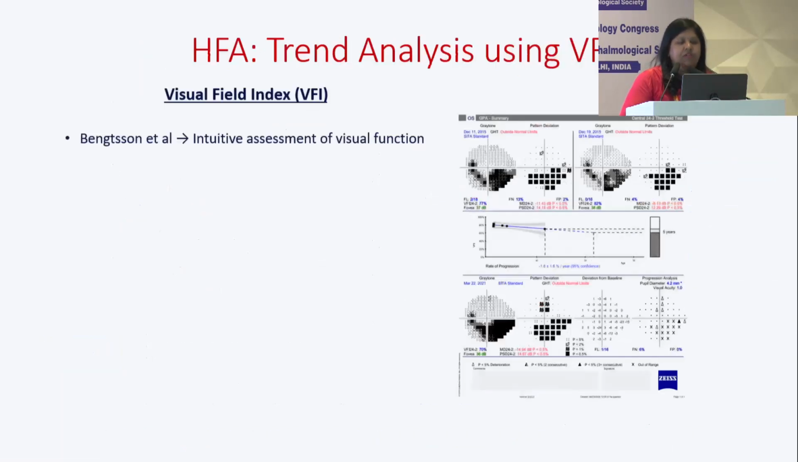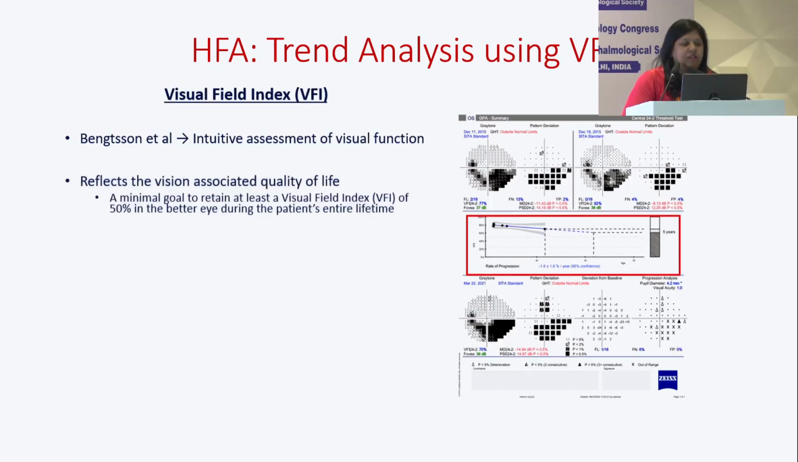Now coming to the individual aspects of the report. So the VFI is what is shown in the trend analysis. Now, what is a VFI? It was developed by Bengtsson et al. as an intuitive assessment of visual function, and it reflects the vision-associated quality of life. A minimum goal is to retain at least a VFI of 50% in the better eye during the patient's entire lifetime. It is center-weighted, that is, it corresponds with the distribution pattern of the ganglion cells.